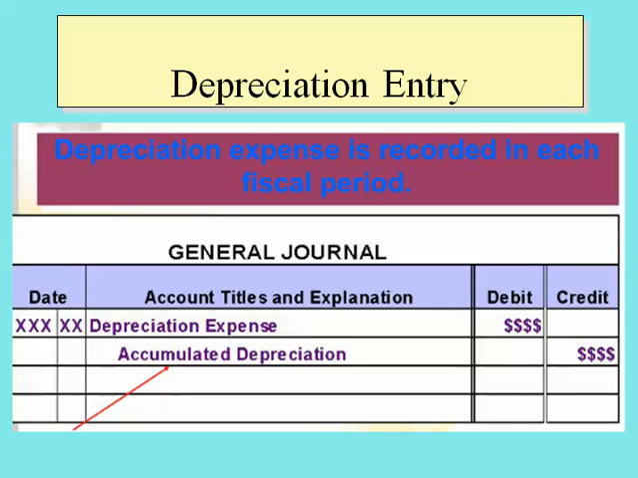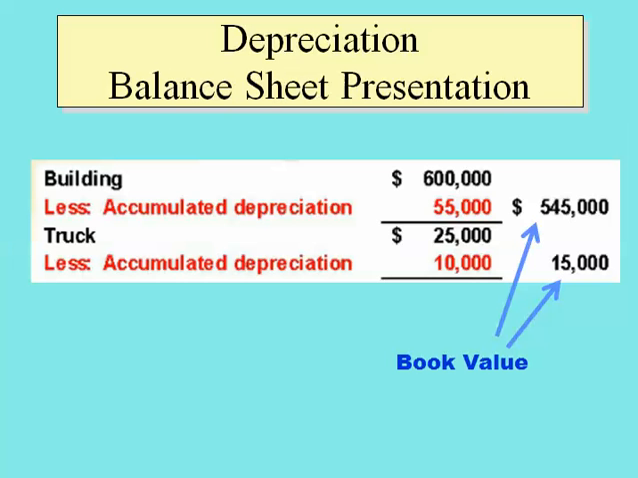But we do need to allocate somehow the cost of that asset while we're using it. So the general entry for depreciation is you debit depreciation expense. Remember, expenses increase with debits. And you credit this new account called accumulated depreciation. Now, accumulated depreciation is a contra asset account. So it carries a balance opposite of an asset. So it will carry a credit balance and it will reduce the asset on our balance sheet.